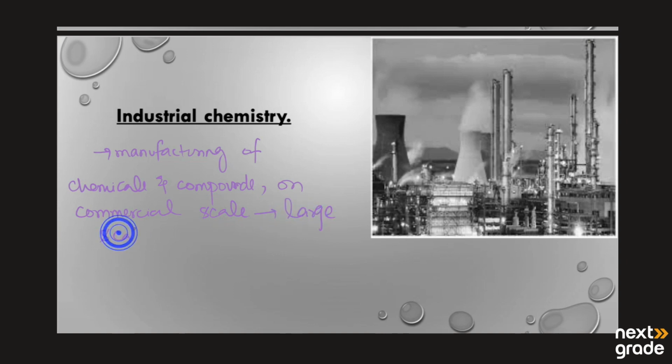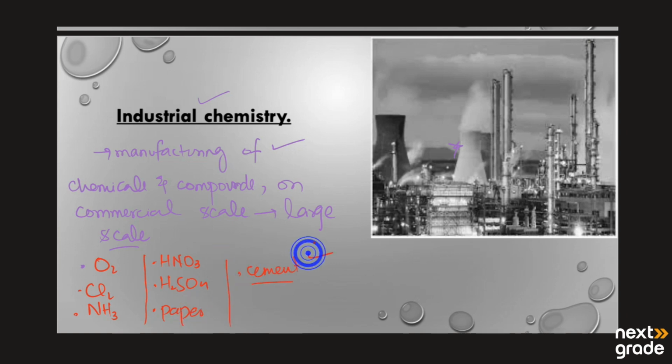So all the things that are going to be produced in the industries, we will study about them in the industrial chemistry. Basically, it deals with the manufacturing of basic chemicals. And what are the basic chemicals? For example, we have oxygen, we have chlorine, we have ammonia, that is NH3, we have nitric acid, that is HNO3, we have sulfuric acid, H2SO4, we have the production of paper, we have the production of cement.